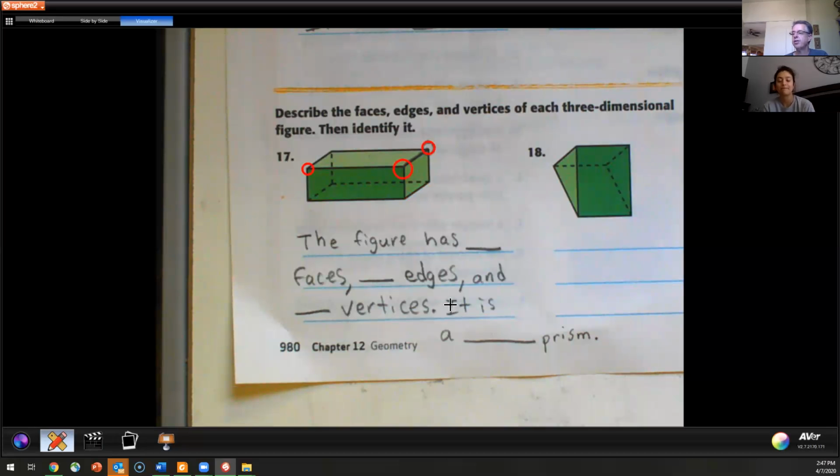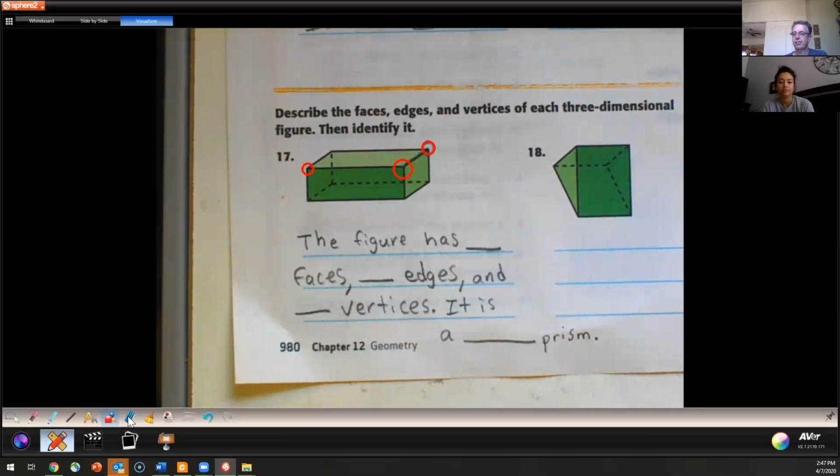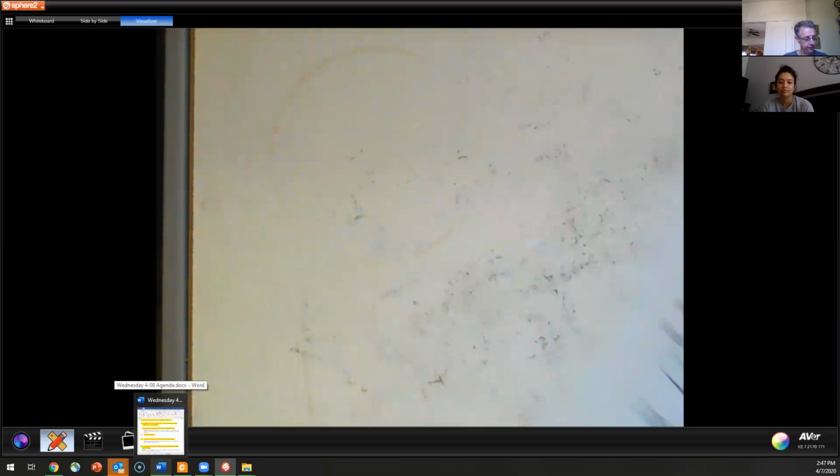Then the next part is I want you to tell me, now these three-dimensional shapes are both prisms, but the question is what type? Is it rectangular because it has a rectangle face? Or is it triangular because it has a triangle face? I want you to write either rectangular or triangular inside this answer sentence. And that's the first side. There is a second page, so we're going to flip that over and go to that.